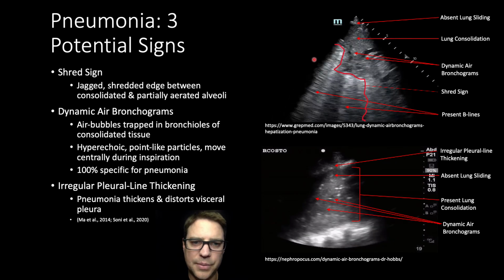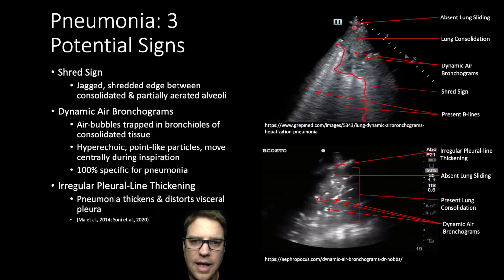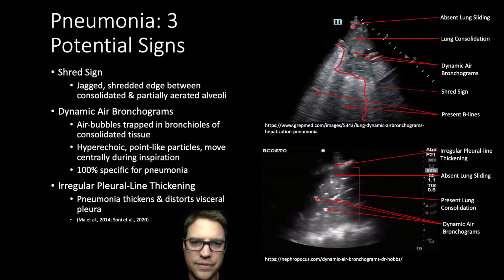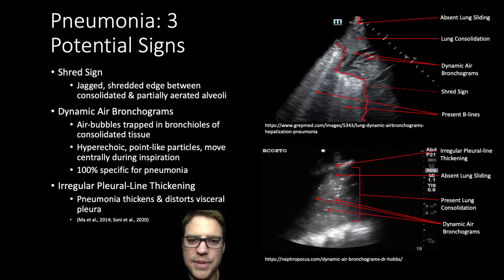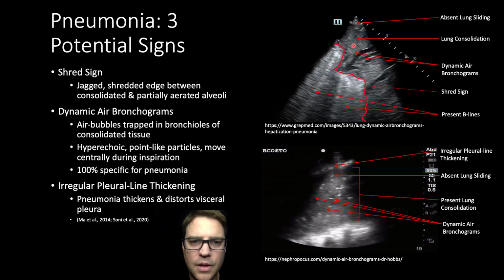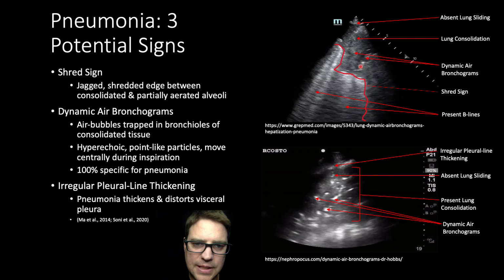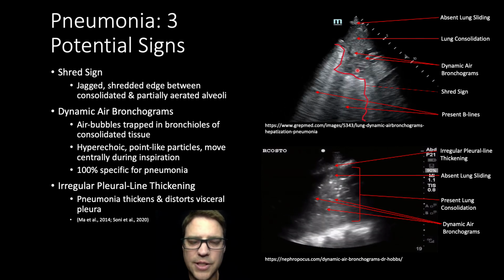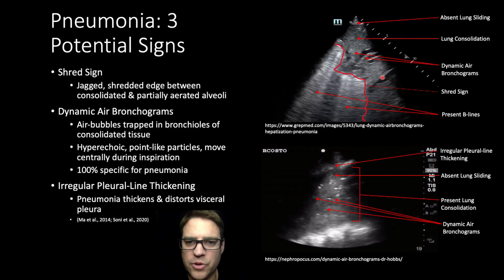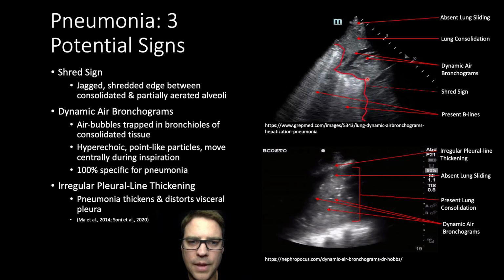Looking over here at this top image, we'll go through it real quick. You can see at the top there's absent lung sliding, and there's no real well-defined pleural line. It's kind of there, and that would be an irregular pleural line. This here is lung consolidation, and inside the consolidation you can see these little point-like hyperechoic bubbles moving centrally during inspiration. So those are dynamic air bronchiograms, which are 100% specific for pneumonia.